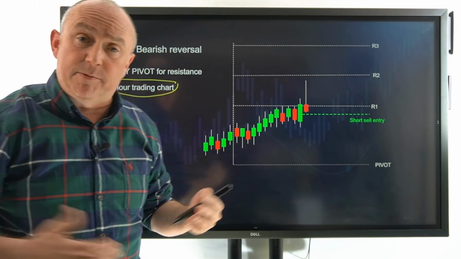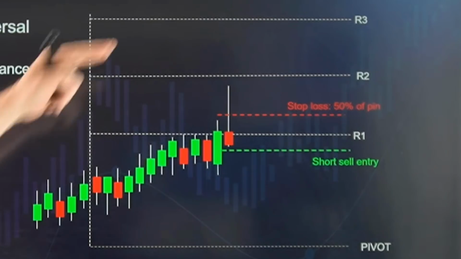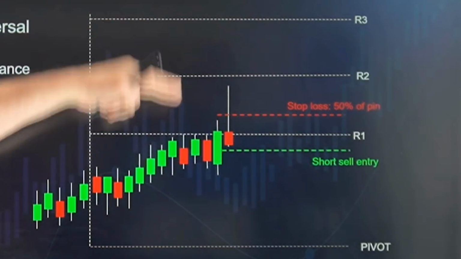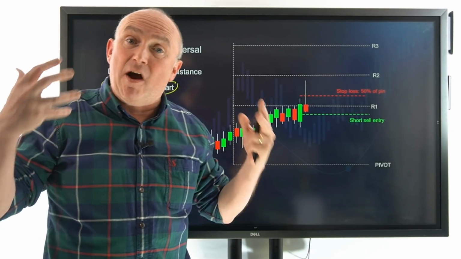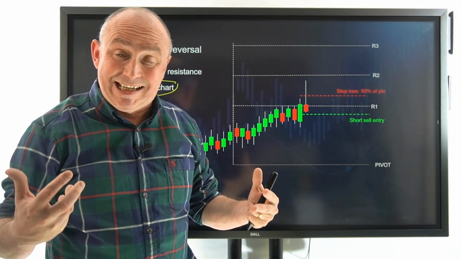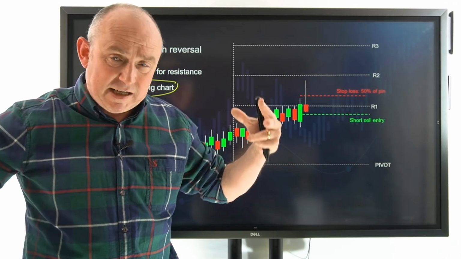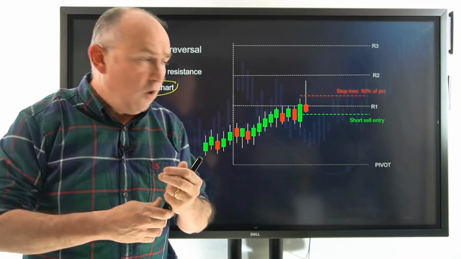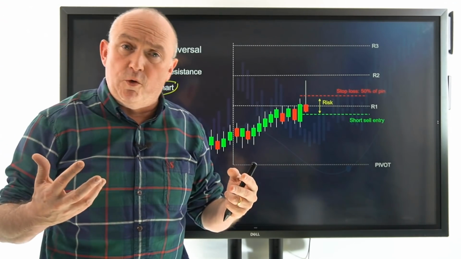Typically where I like to place my stops on strategies like this, not too far away, I like to use 50% of that pin candle to place my stop. That then is establishing my initial risk. Then you can position size accordingly, so you're only limiting your risk to a certain percentage, 1/4%, 0.5%, or what have you. And once you've got your risk sorted out, then you can look for your profit targets.